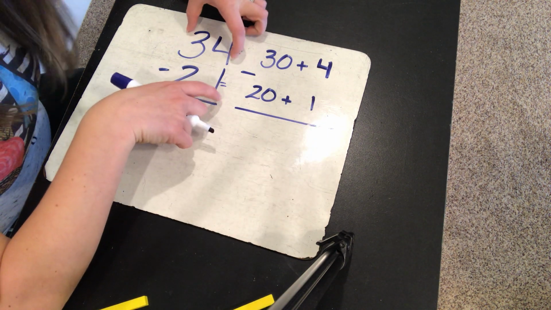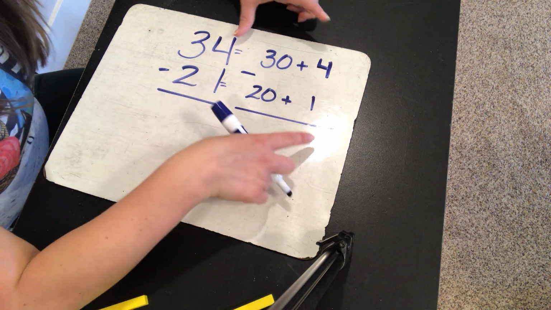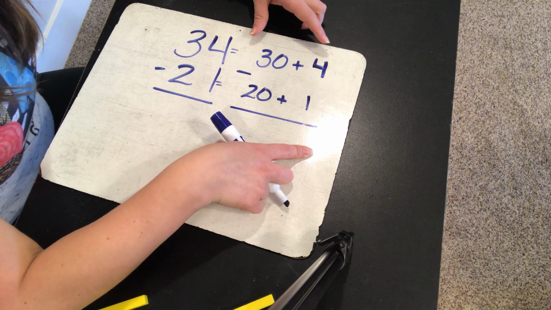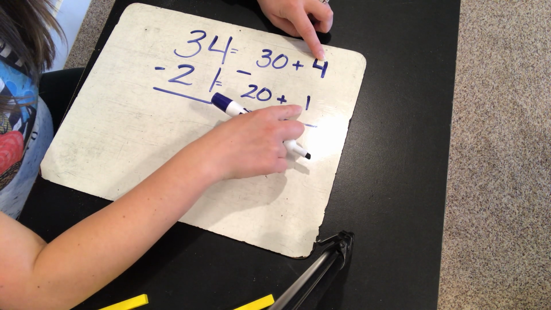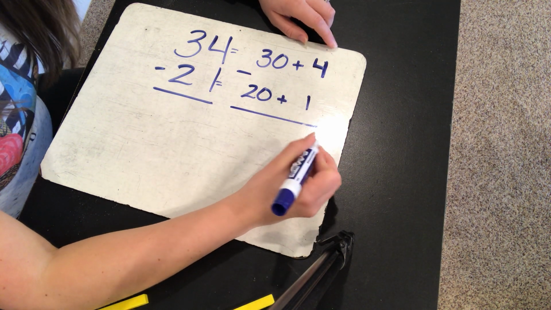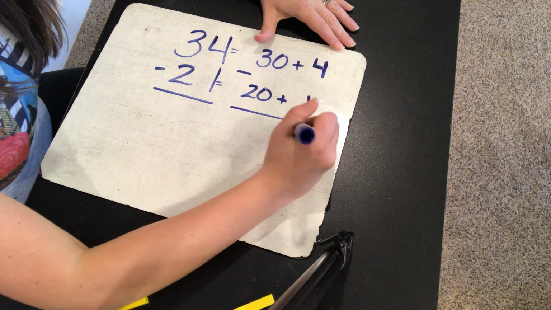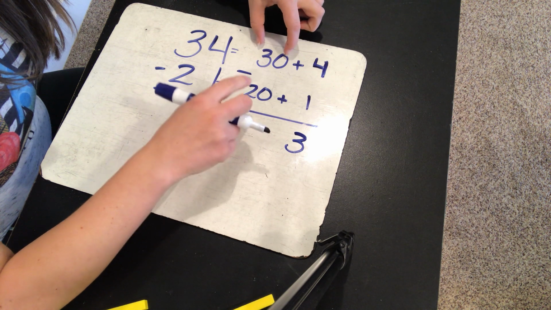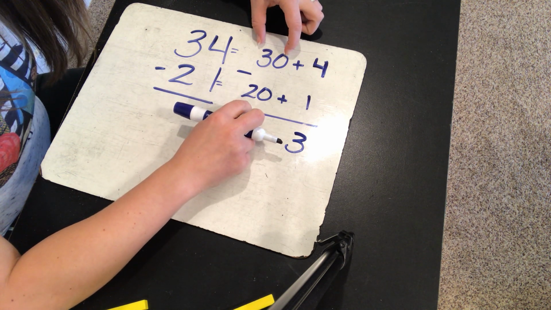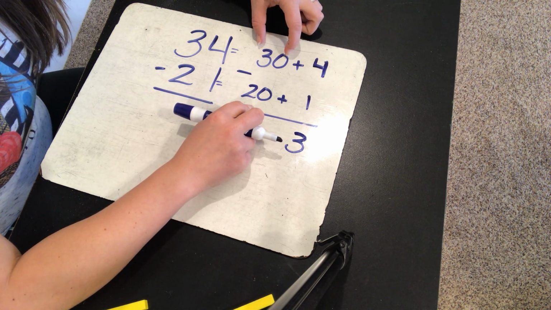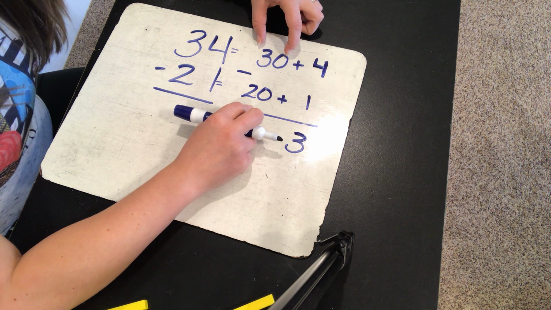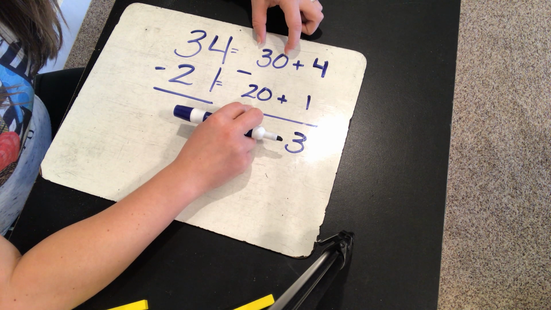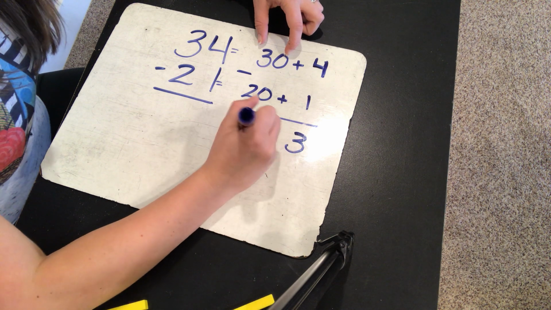And this may be easier for you to understand. It's just important that you know different strategies. Okay, so what is 4 take away 1? 4 take away 1 is 3. And then what is 30 take away 20? 30 take away 20 is 10.